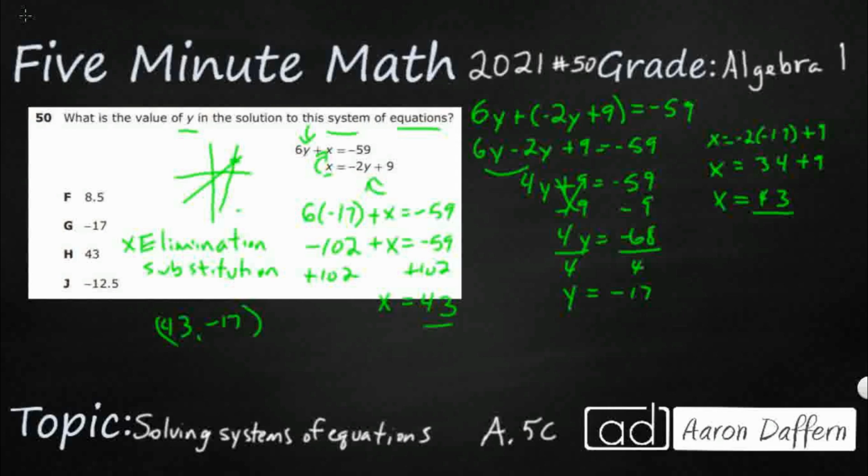So what that means is that this is the solution: 43 as the x value, negative 17 as my y value. I am looking for the y value, and so even though this is an option, that's a distractor. Our answer here is going to be G, negative 17.